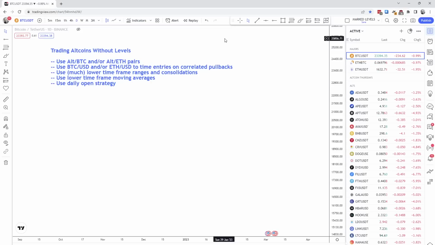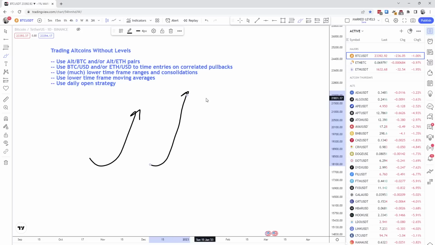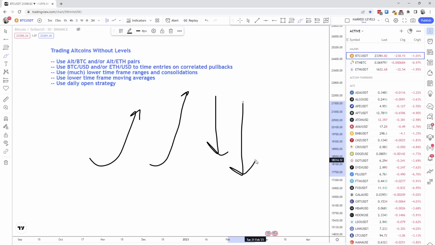As we know, generally speaking, the market tends to be very positively correlated. So if Bitcoin and ETH are going up, you'll have altcoins generally going up more. And if Bitcoin and ETH are going down, you'll have altcoins going down more. There are obviously exceptions to this and nuances with regard to crossing certain volatility thresholds and all that type of stuff. But as a principle, that's something that still works in altcoin markets.